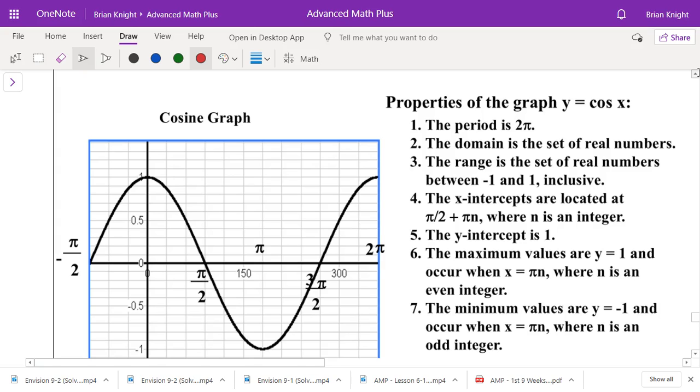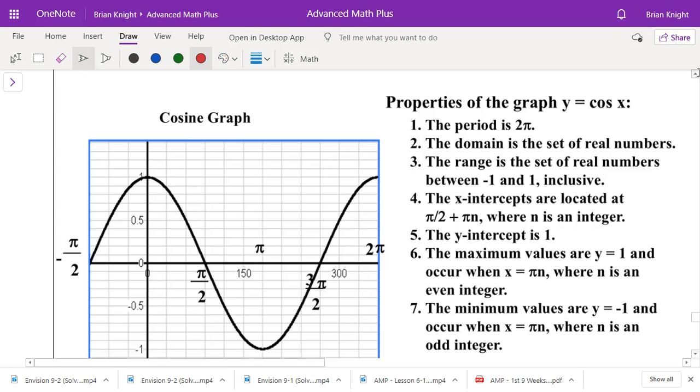So now, the period's the same. Domain's the same. Range is the same. All that's the same. 1, 2, and 3 are the same. Here's what's different. The x-intercepts are now different. Instead of crossing at the pi's, where are we crossing? Pi over 2, 3 pi over 2. Where do you think the next is going to be? 5 pi over 2, then 7 pi over 2, then 9 pi over 2. So I say the x-intercepts are at the pi over 2s for cosine.